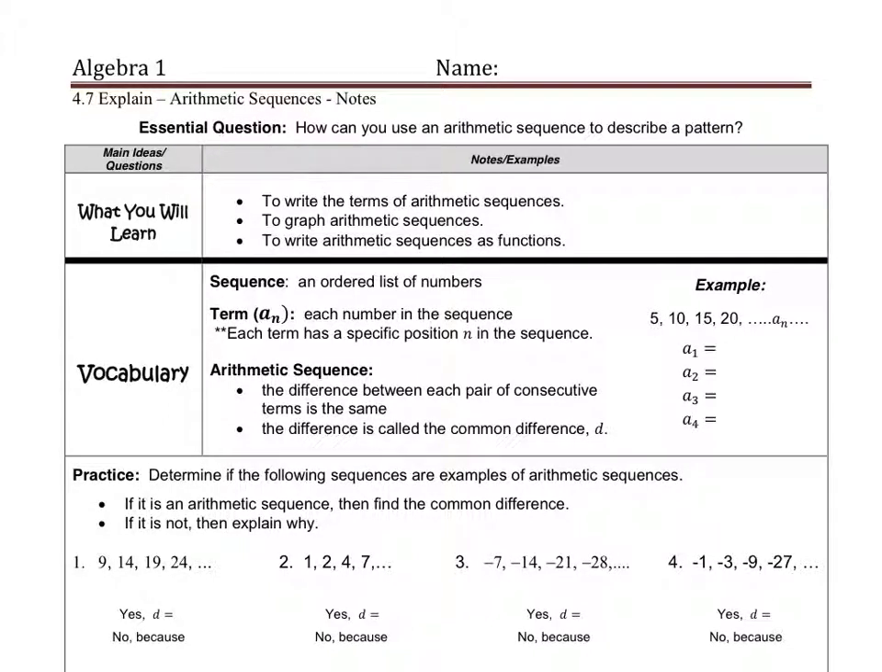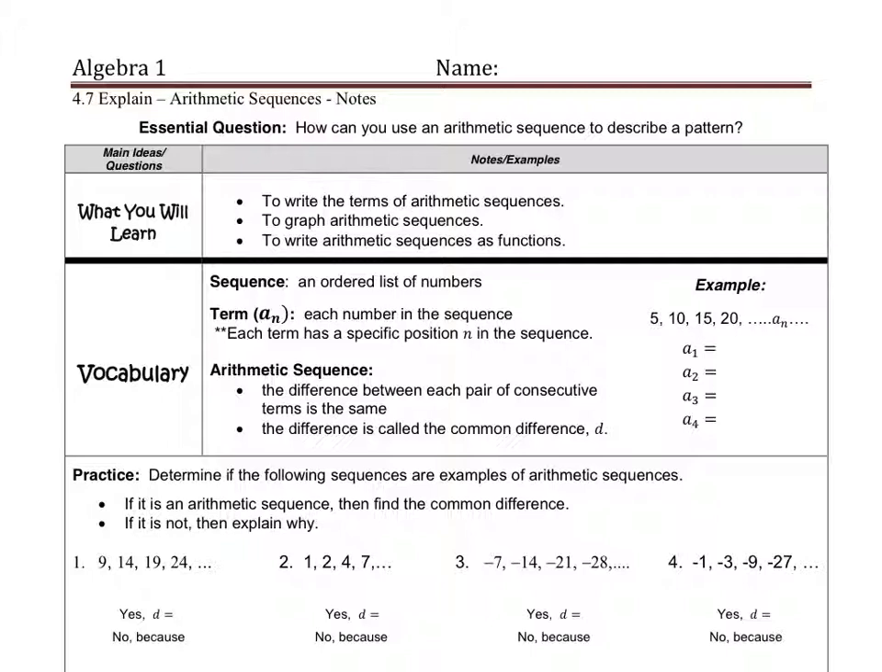Today's lesson is about patterns, and we're actually looking at specific patterns called arithmetic sequences. And what that really means is just patterns that increase by the same amount each time. So their pattern is that they have the same distance or the same increase every time.